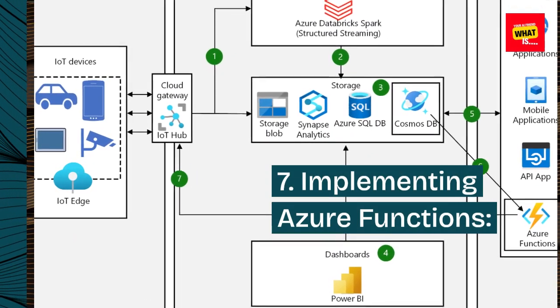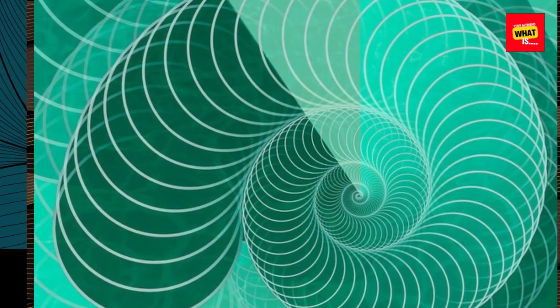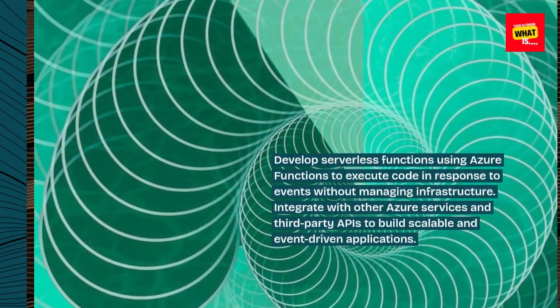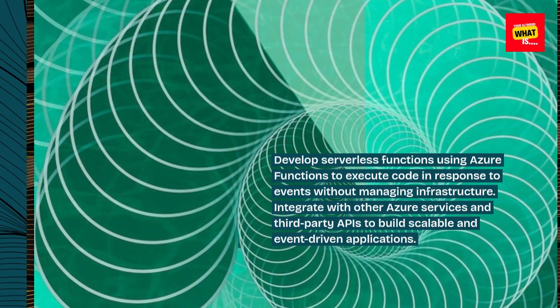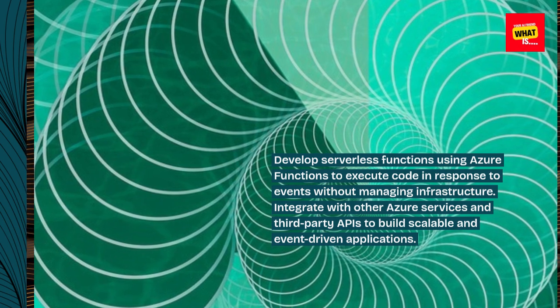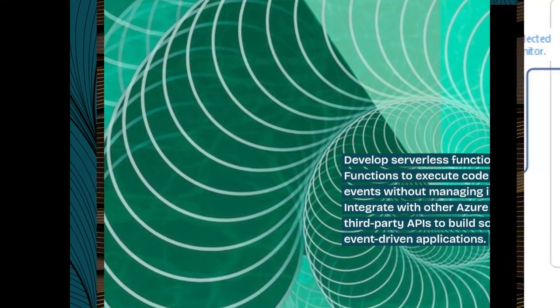7. Implementing Azure Functions. Develop serverless functions using Azure Functions to execute code in response to events without managing infrastructure. Integrate with other Azure services and third-party APIs to build scalable and event-driven applications.